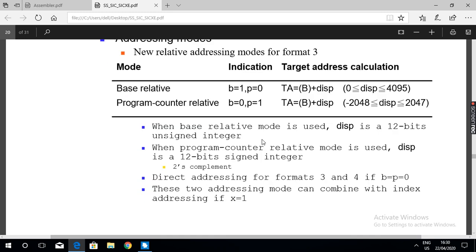When base relative addressing mode is used, disp is a 12-bit unsigned integer. When program counter relative addressing mode is used, disp is a 12-bit signed integer.